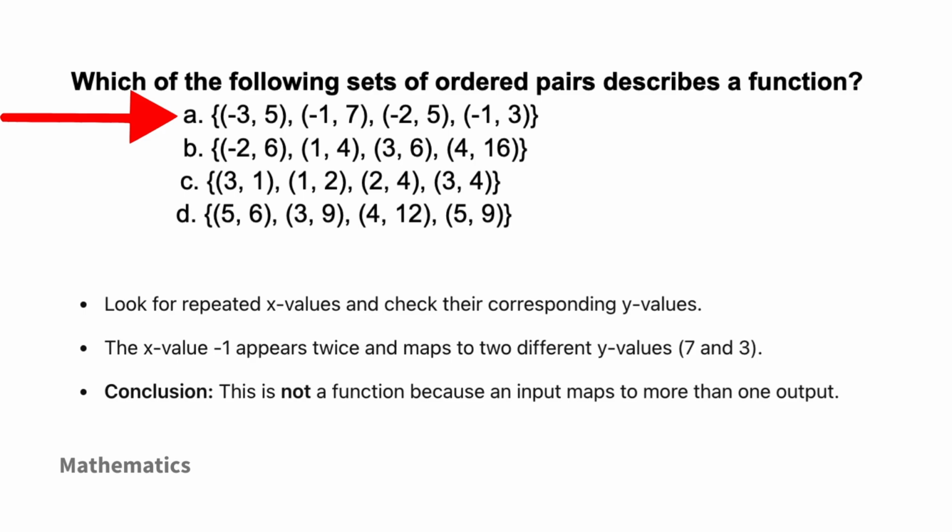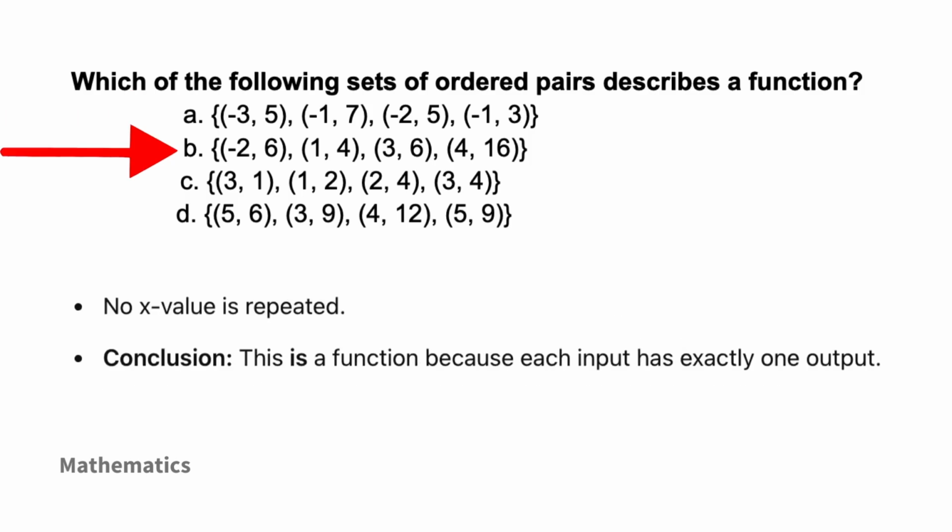Understanding this, we can see that option A is not a function because an input maps to more than one output. Let's move on to option B. We have -2, 6, 1, 4, 3, 6, 4, 16. No x value is repeated. So we understand that option B is a function because each input has exactly one output.